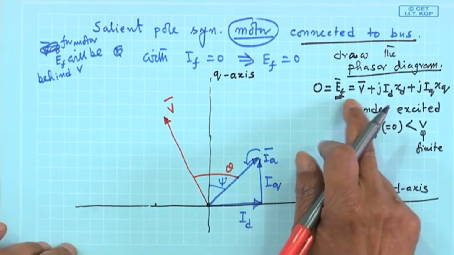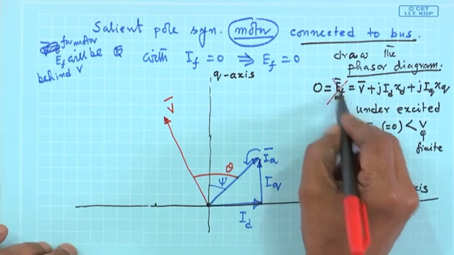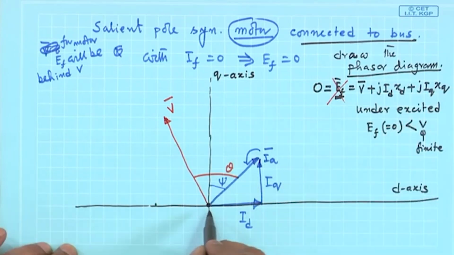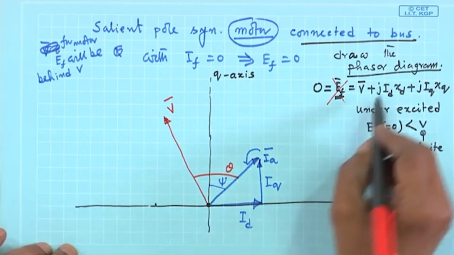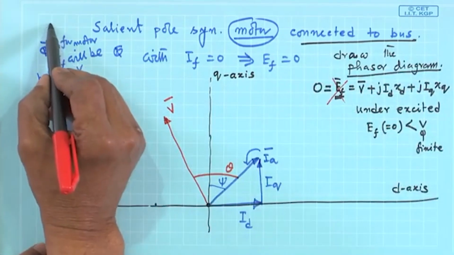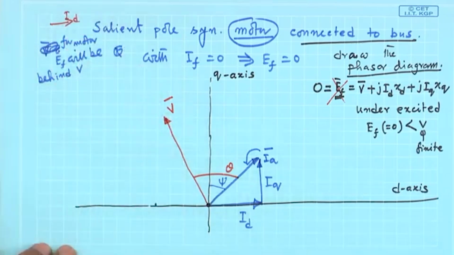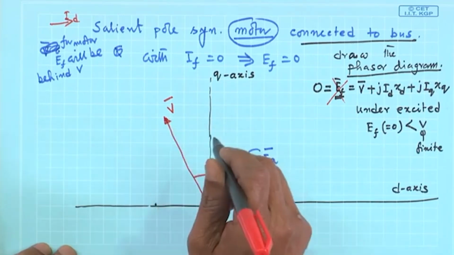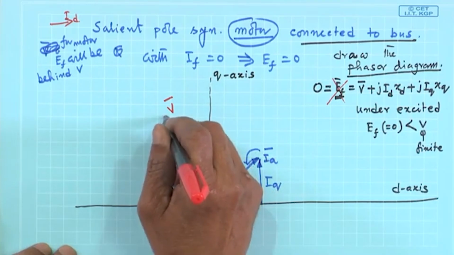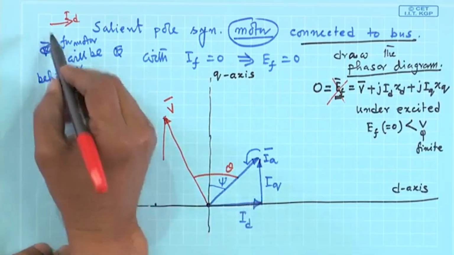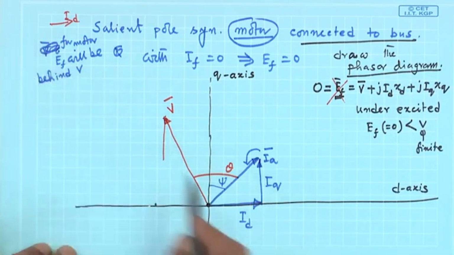Then I have to add to this is 0, Ef is not there. So, 0 is equal to this. So, V plus jIdXd. So, Id is along this Id, if it is like this Id, then jIdXd will be like that, like this. This is Id. So, jIdXd.